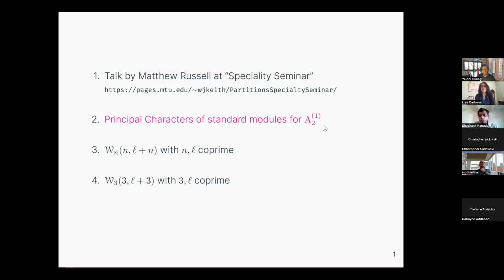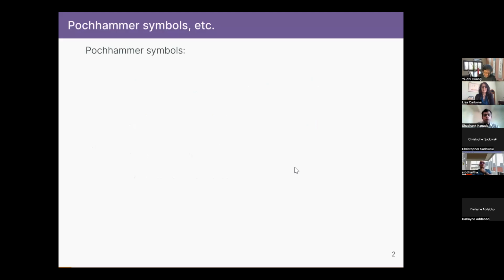And really, when you're talking about A2, it is related to W3 algebras at certain parameters. So there is some really deep story about why all these things are related, and hopefully we'll get to that. I don't understand it fully. Anyway, so let's get some notation out of the way.